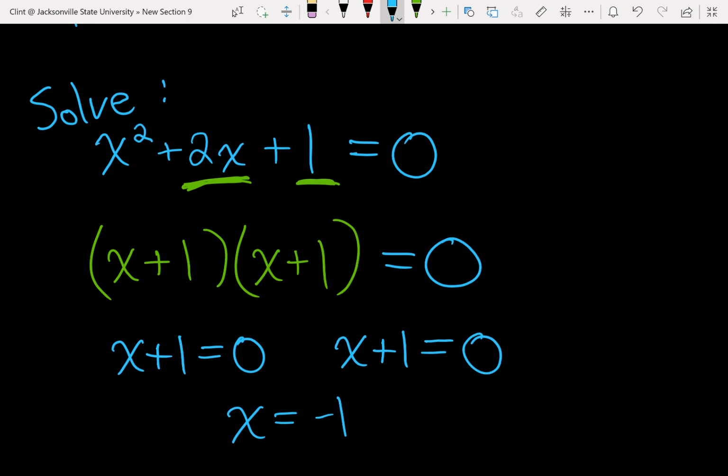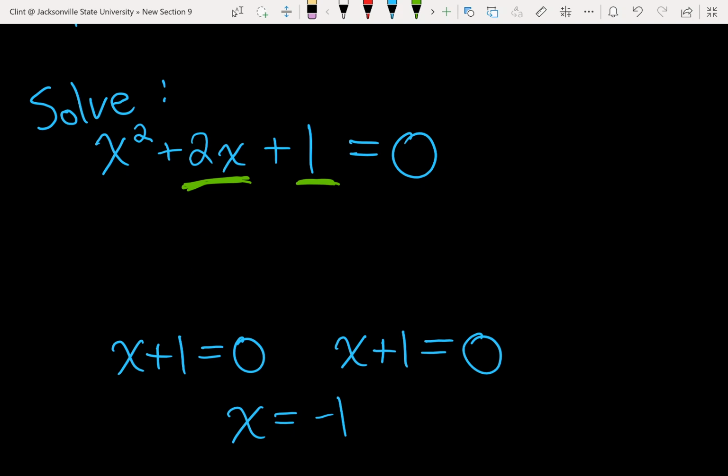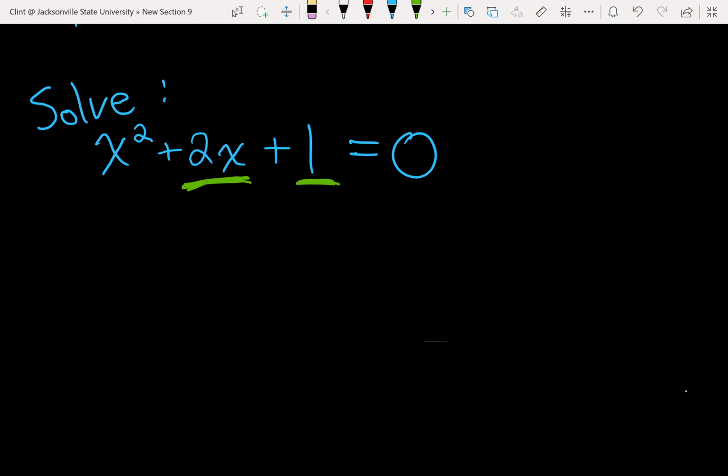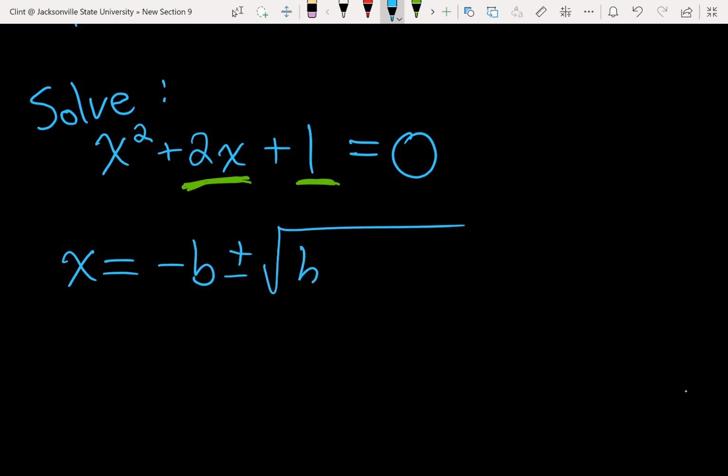Sometimes factoring is our best option. But what if we didn't want to factor? What else could we do there? What's another option for solving a quadratic equation? Quadratic formula. The quadratic formula will probably be useful some.